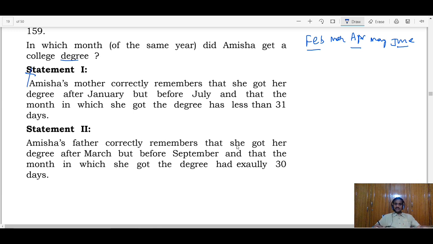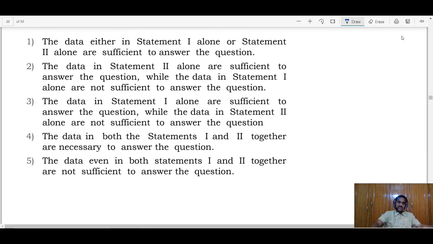2. Amisha's father correctly remembered that she got her degree after March but before September: April, May, June, July and August. And the month in which she got the degree had exactly 30 days: April and June. There are 2 different months. Now by combining these two also we have April and June, and we cannot determine the answer. Even with both the statements it is not sufficient. Choice 5.